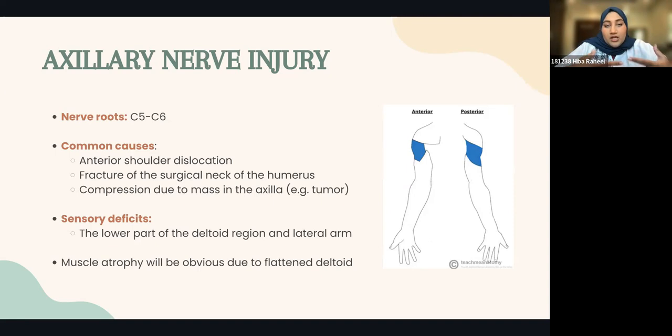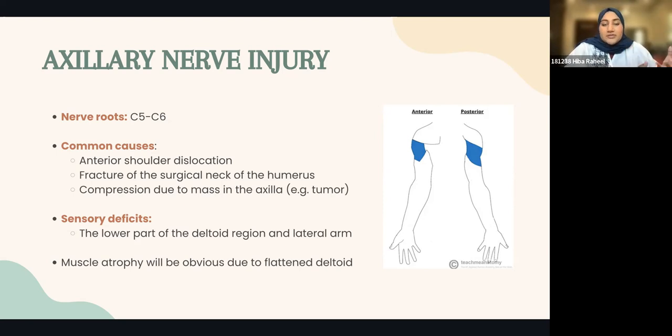So what does that mean? The contour of the shoulder that we get is usually because of the deltoid muscle, right? So if the axillary nerve, which is supplying the deltoid muscle, is damaged, then you can understand that the deltoid muscle is not working.